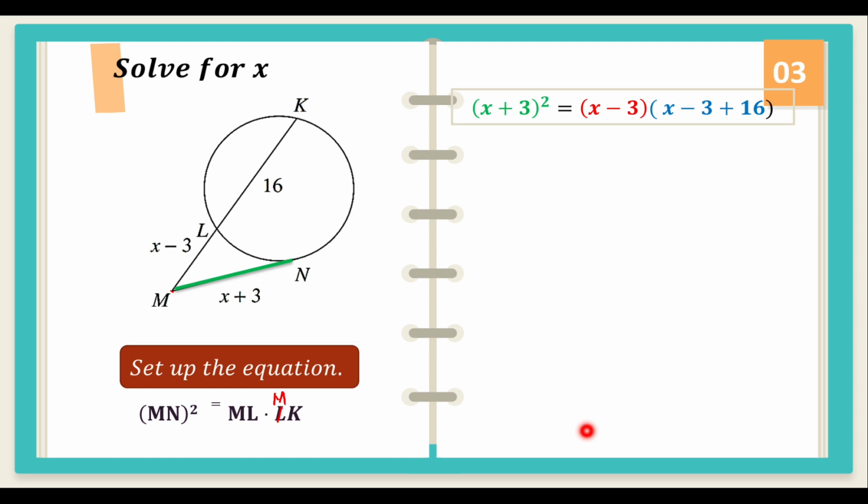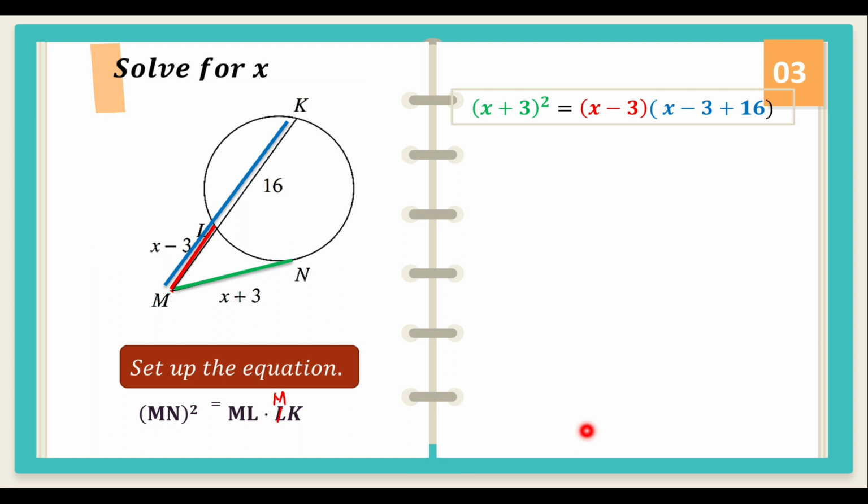So we substitute values. We have the tangent segment has a measure of the sum of x and 3. So we square that. Then we have the outer part of the secant segment, which is x plus 3, marked in the figure with red for us to be guided. And the whole secant, which is MK, not LK. We are now adding x minus 3 plus 16. That's the measure of the whole secant segment.